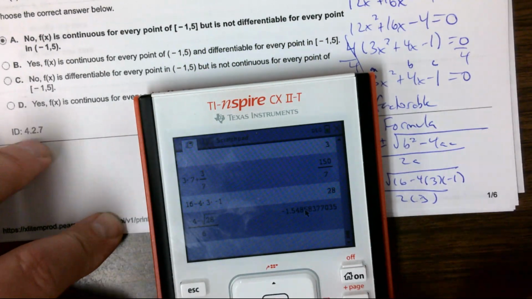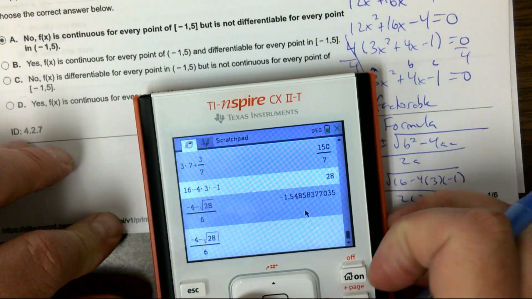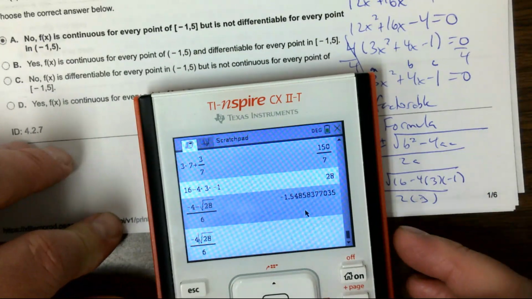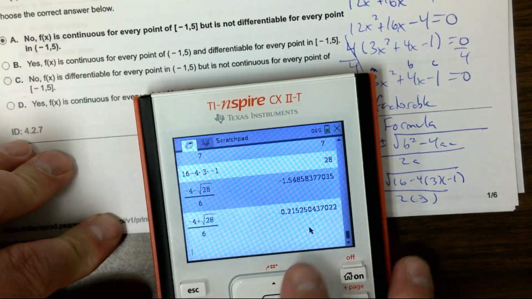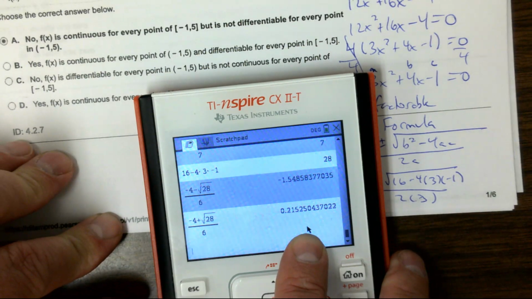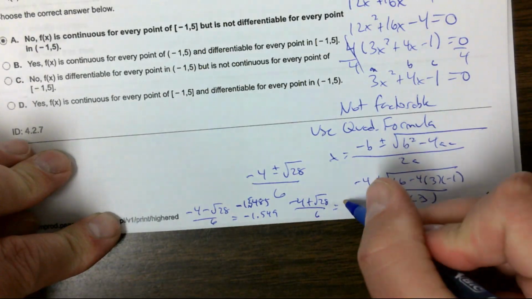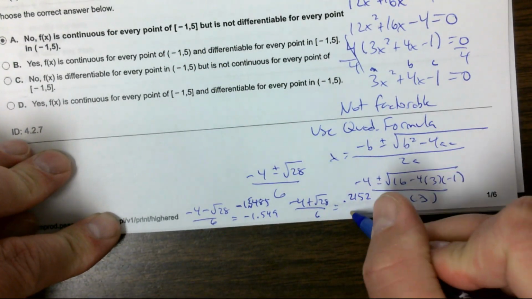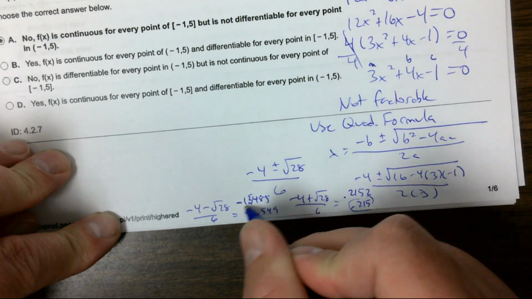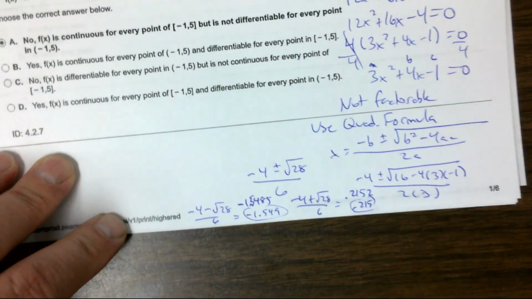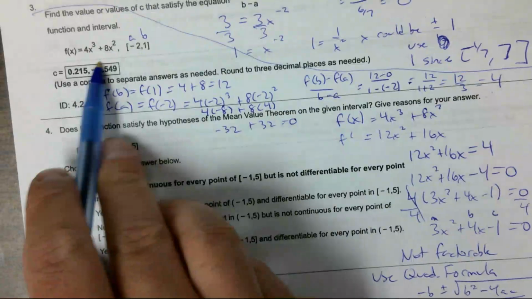And on the other one, if I just need to change this to plus, I get 0.2152. And so I just want 0.215. So those are your answers. So that matches what we want there.